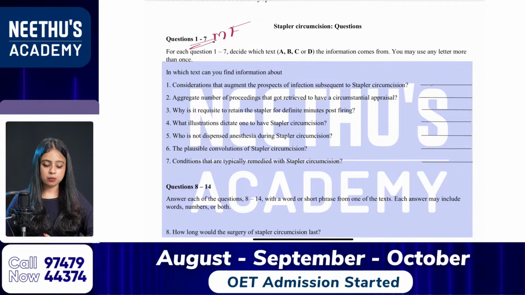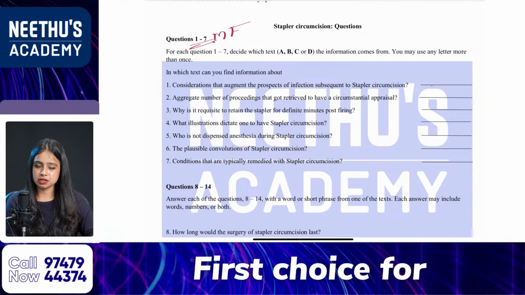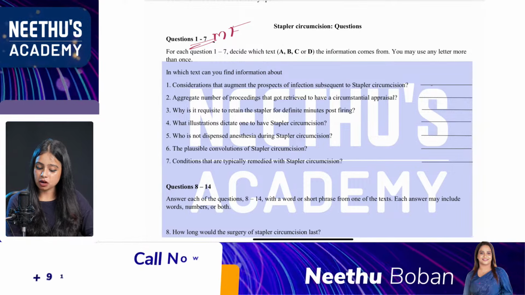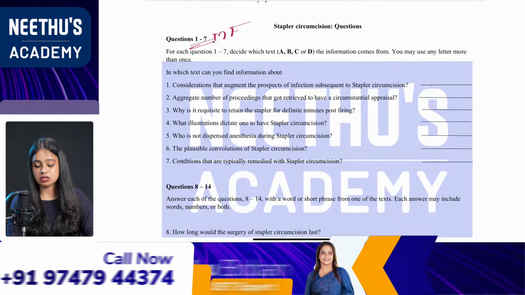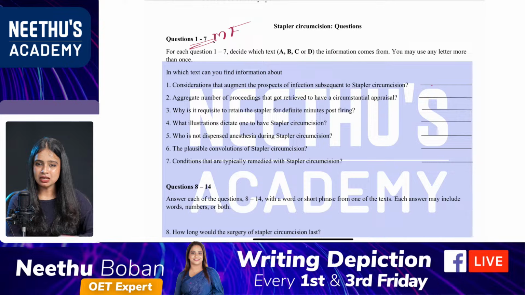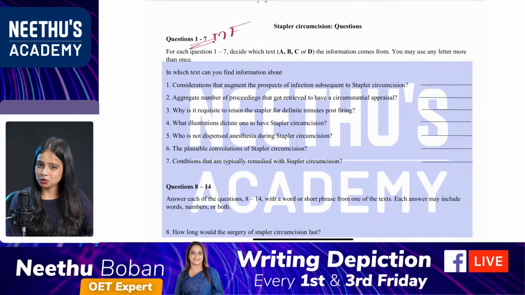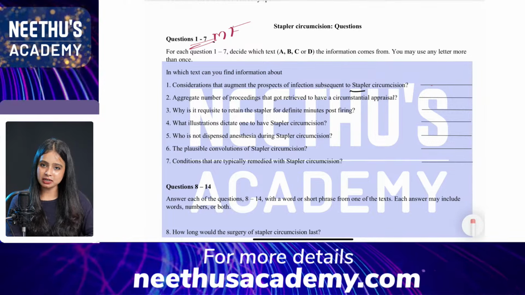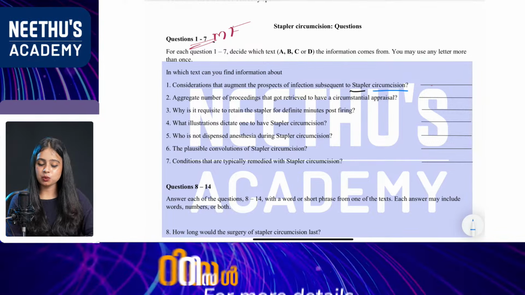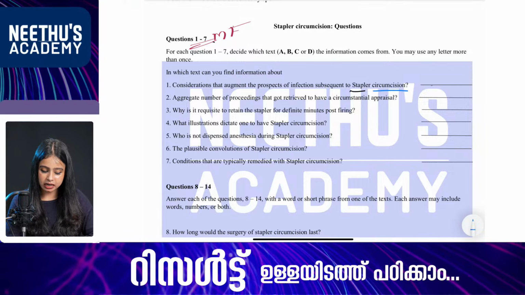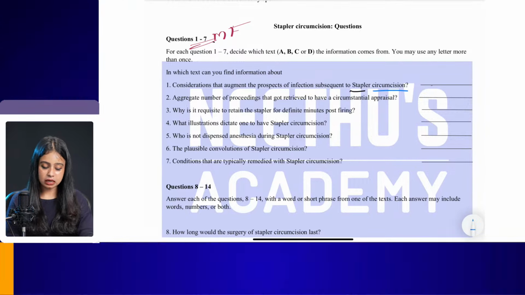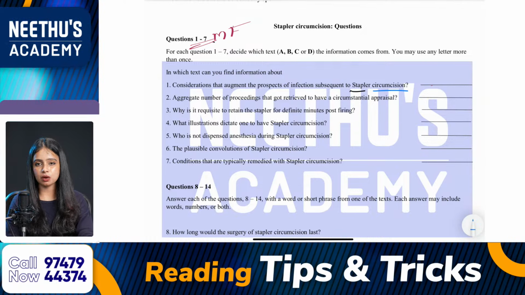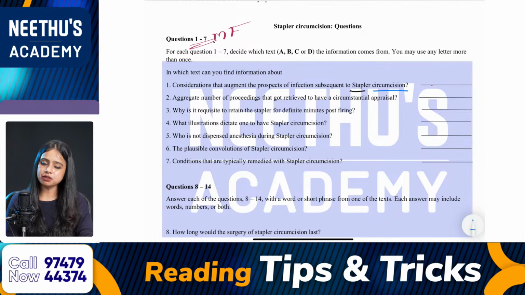So what about the first question? Considerations that augment the prospects of infection subsequent to stapler circumcision. The only familiar words that you know from the first question, I think, are stapler circumcision, right? So what about other words? Any idea? Akku and Jessica: fast reading and marking keywords. Yes, very good.